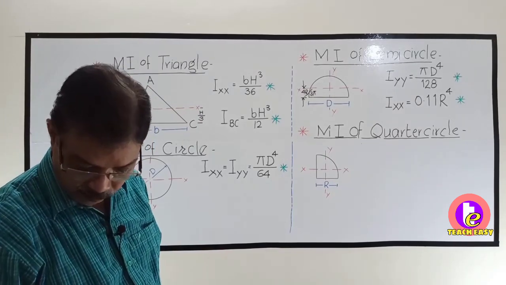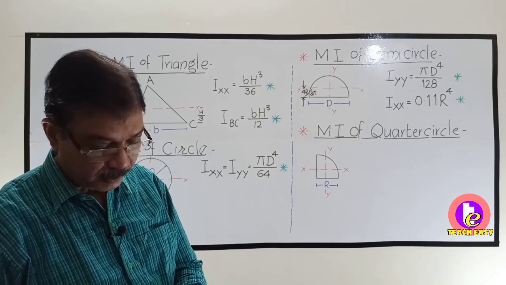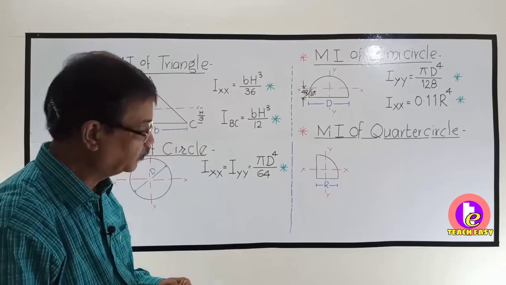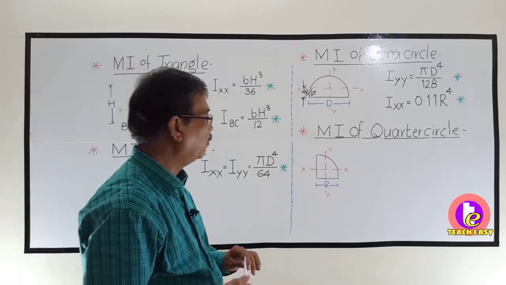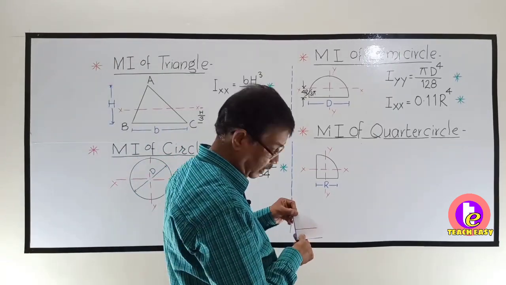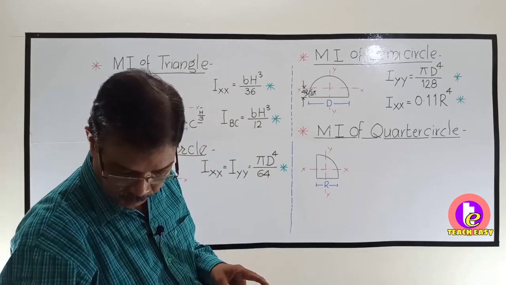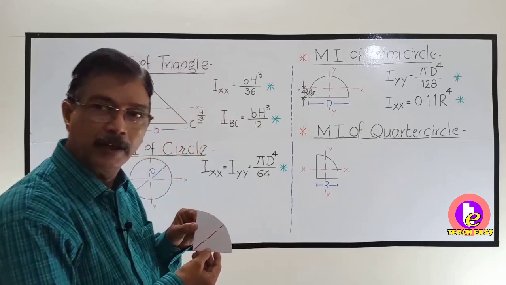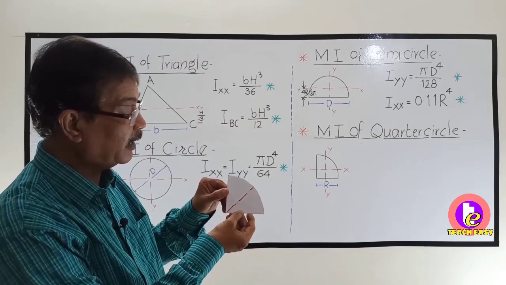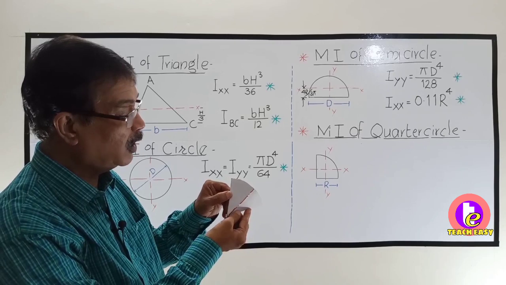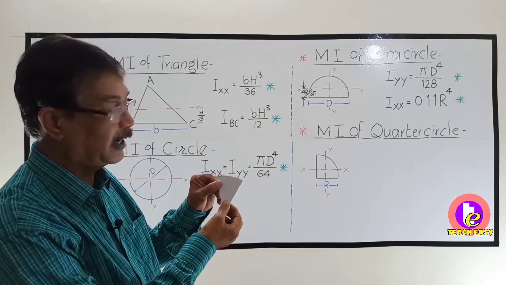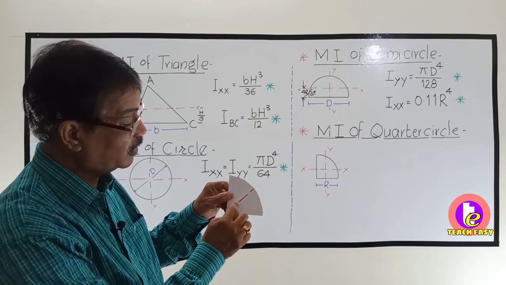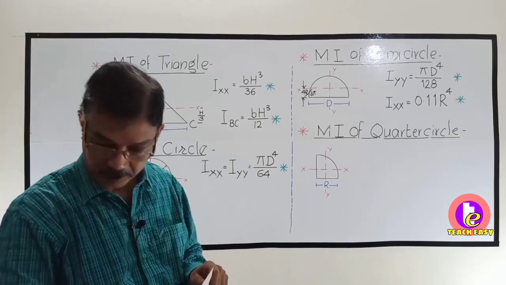Now let us proceed to the next, that is the AMI of a quarter circle. This is a quarter circle. Now just now I have told you what symmetry is. Can I say that this is symmetrical? Yes. If I fold it here, both the sides are the same. So it is symmetrical about this axis, which is at an angle of 45 degrees.